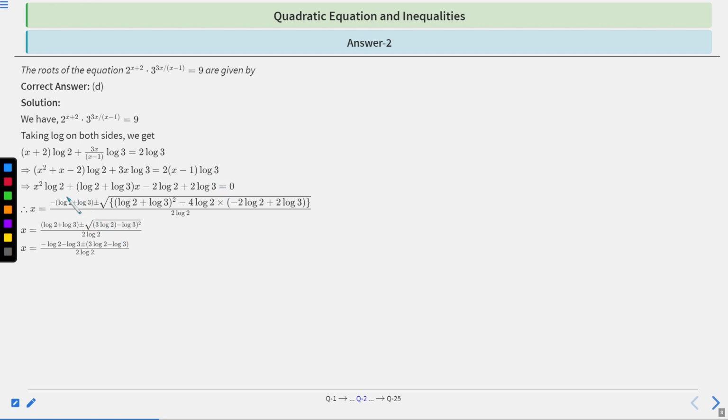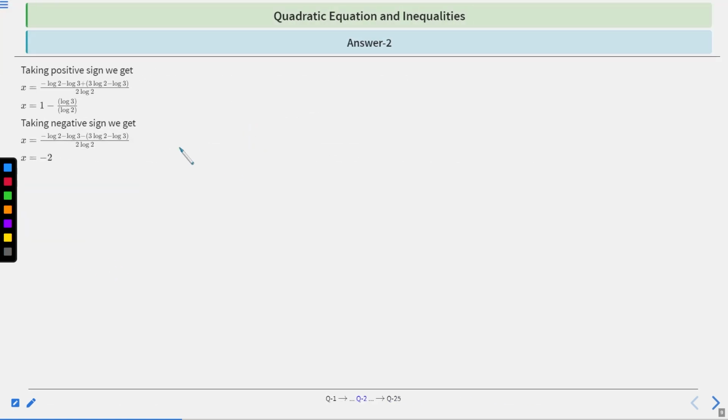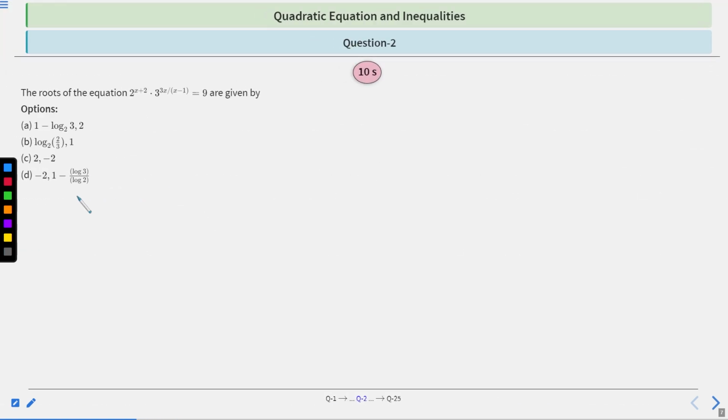After solving this, we got a quadratic equation having coefficient of x square as log 2, coefficient of x as log 2 plus log 3, and constant is minus log 2 plus 2 log 3. After solving for x in the quadratic equation, we got x as minus log 2 minus log 3 plus minus 3 log 2 minus log 3 upon 2 log 2. Taking positive sign, we get x as 1 minus log 3 upon log 2. And taking negative sign, we get x as minus 2. So we have two roots as 1 minus log 3 upon log 2 and minus 2. So I think option D is the right choice.